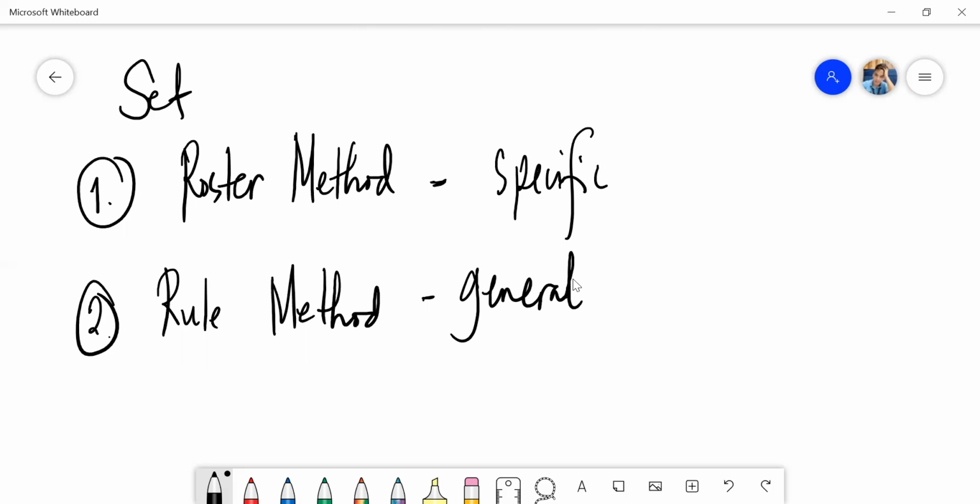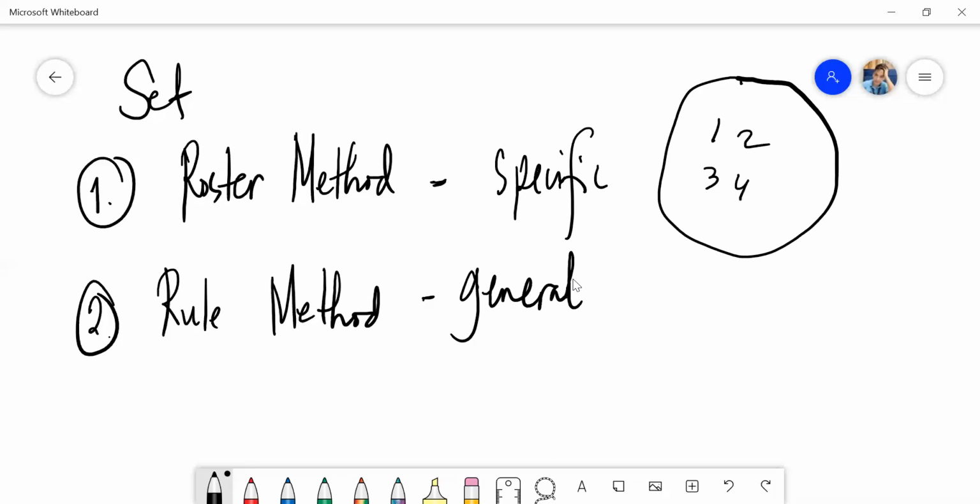So for the roster, we are just making an enumeration. And for the rule, we are presenting it by, let's say, a variable. And that variable, we have to describe it to make sense of a set. Let's say, for example, this is our collection: 1, 2, 3, 4, 5, 6, 7, 8, 9, 10.